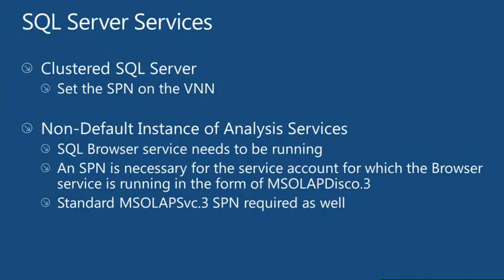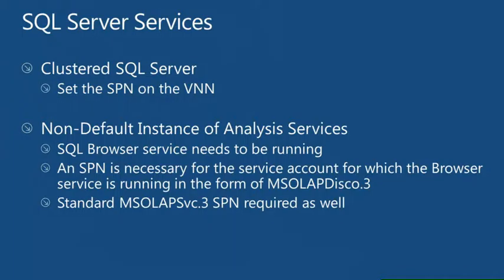SQL Server. If you're running a clustered SQL Server as your backend, you want the SPN set to the virtual network name. Because you don't connect to the individual nodes of a cluster, you connect to the network name that's presented for the cluster. You might have node A and node B, but it's called SQL Cluster 1. In that case, you want to delegate to SQL Cluster 1 because you never connect to it as the individual node.